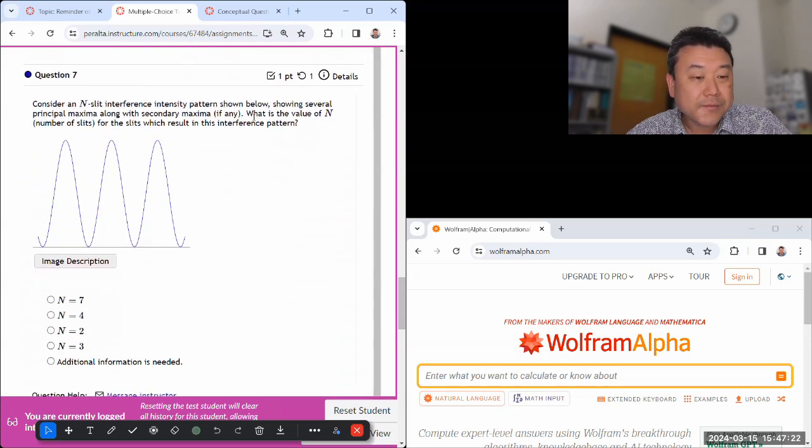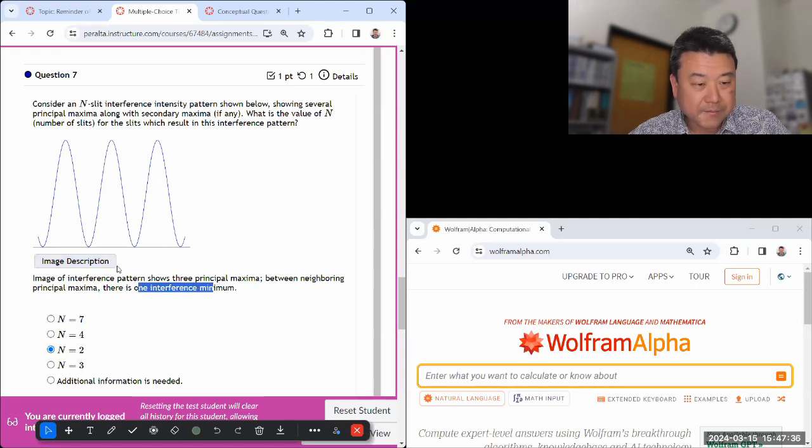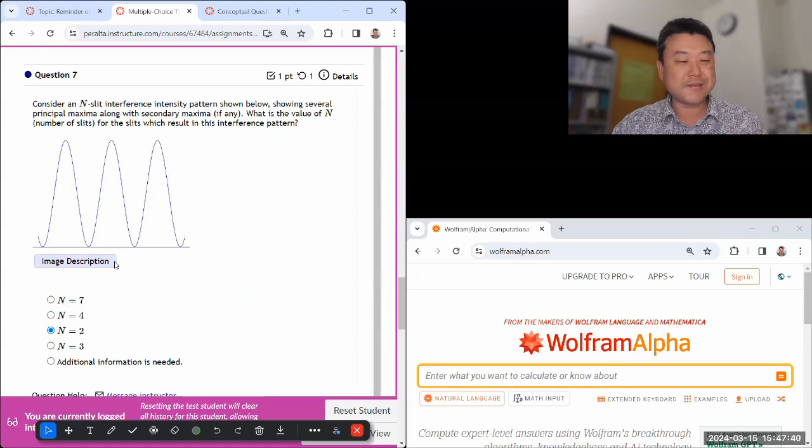So, n-slit interference pattern showing several principal maxima. I think the n value is 2. This looks like double slit interference. So, it shows 3 principal maxima. There's one, yeah, that's double slit interference. Just that's random chance. It would be more interesting for n equals 3 or 4.